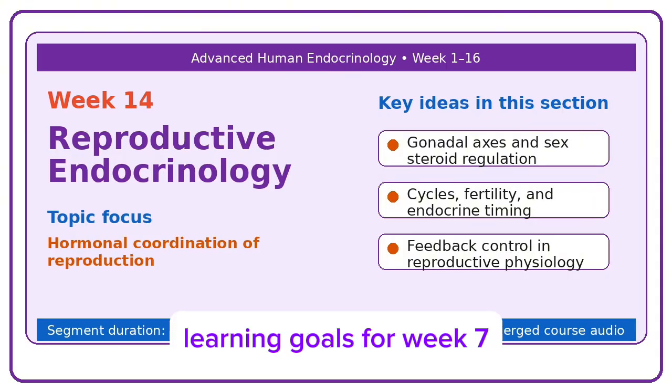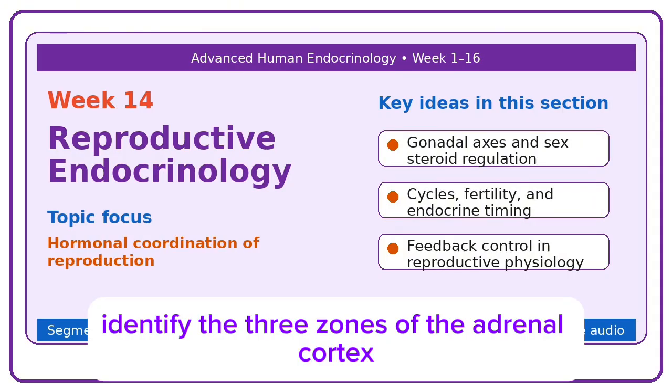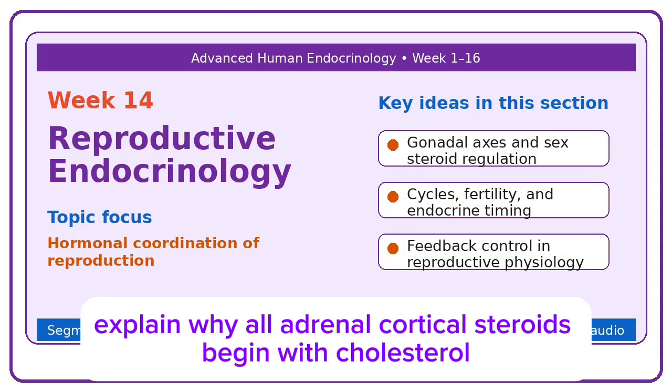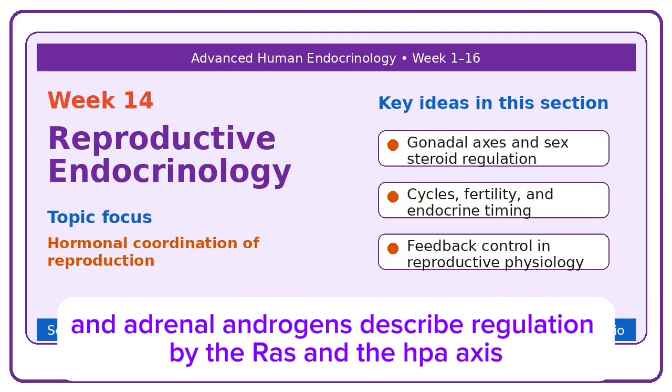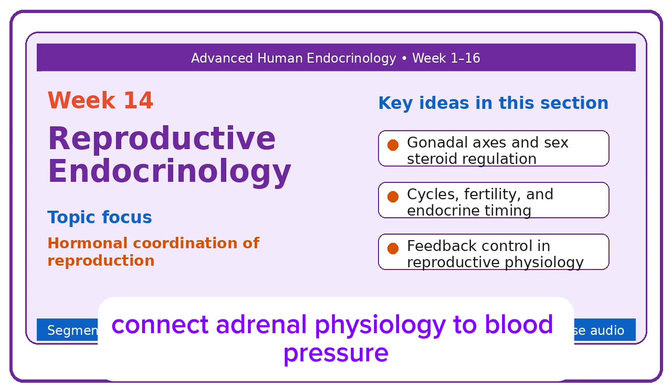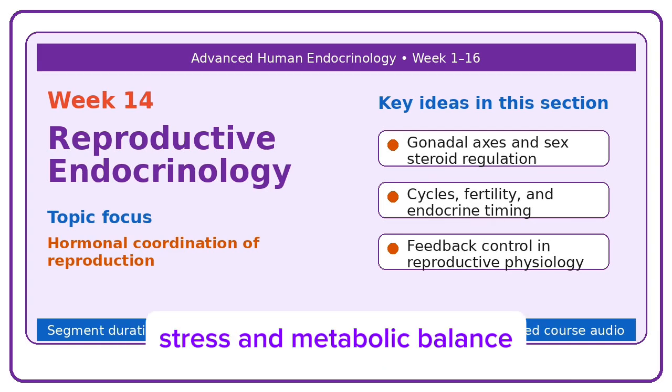Learning goals for week 7. Identify the 3 zones of the adrenal cortex. Explain why all adrenal cortical steroids begin with cholesterol. Differentiate aldosterone, cortisol, and adrenal androgens. Describe regulation by the RAS and the HPA axis. Connect adrenal physiology to blood pressure, stress, and metabolic balance.